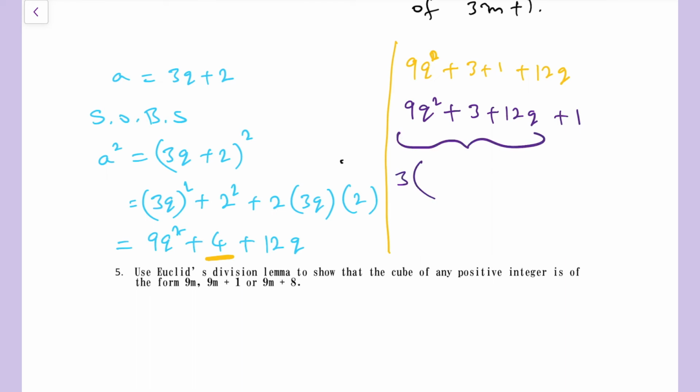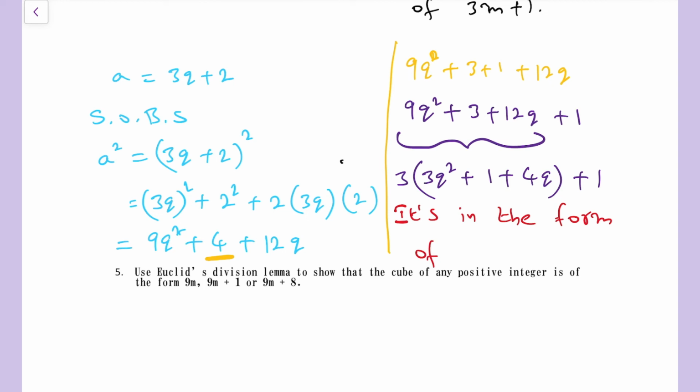Now from these 3 terms we can take out 3 common. So if we take out 3 common, then 3 3s are 9q square plus 3 1s are 3 plus 3 4s are 12q as it is, plus 1 again as it is. Now again it is in the form of 3m plus 1, where m equals what is there inside of the bracket.